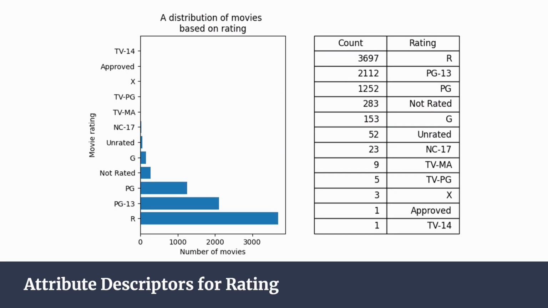Then we have our attribute descriptors for rating. As you can see, R-rated movies have the highest count, followed by PG-13 and PG.